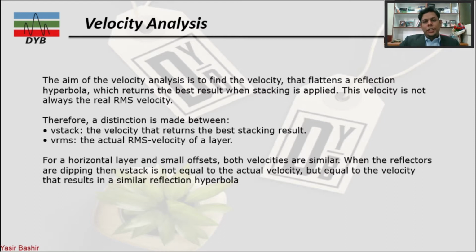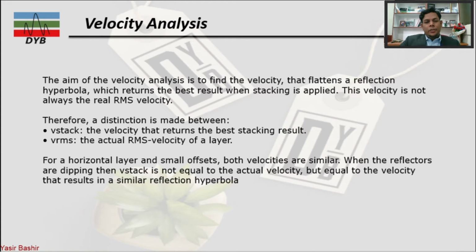The aim of velocity analysis is to find the best velocity that flattens the reflection hyperbola, which comes from the shot gather data or from the response of the subsurface reflector, and which returns the best results when stacking is applied. Because when we apply stacking of multiple traces, if we don't have the better velocity from the NMO correction, then the stacking will not preserve the higher amplitude.